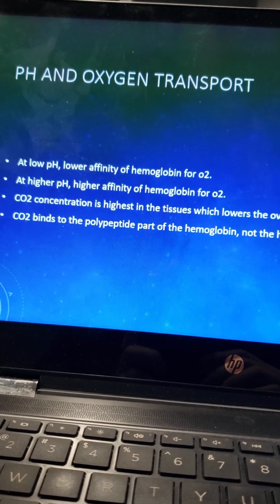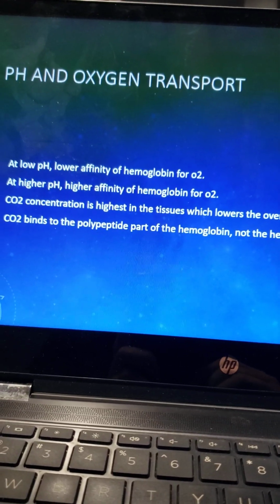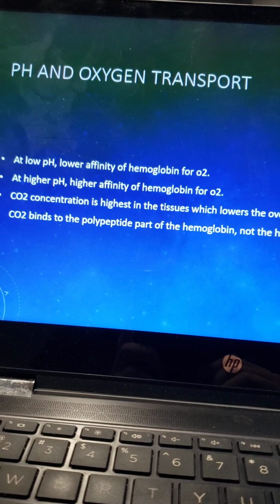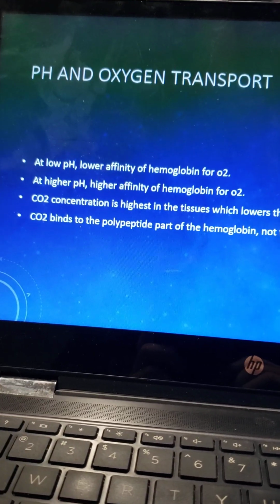CO2 binds to the polypeptide part of the hemoglobin, not the heme. So that's an important factor to note. The heme really binds to just the oxygen molecules, not the CO2.